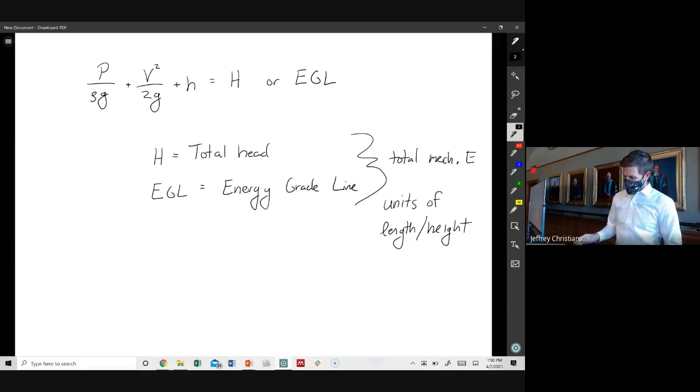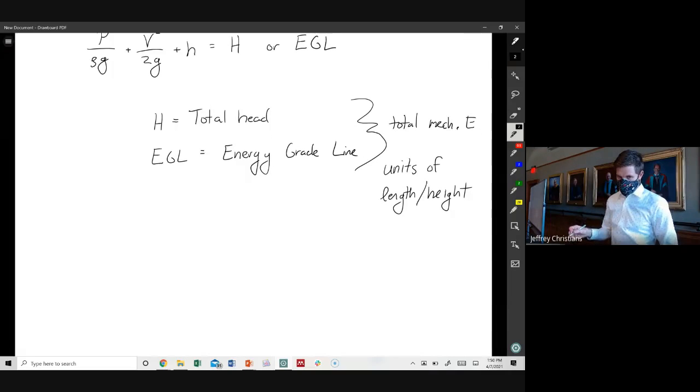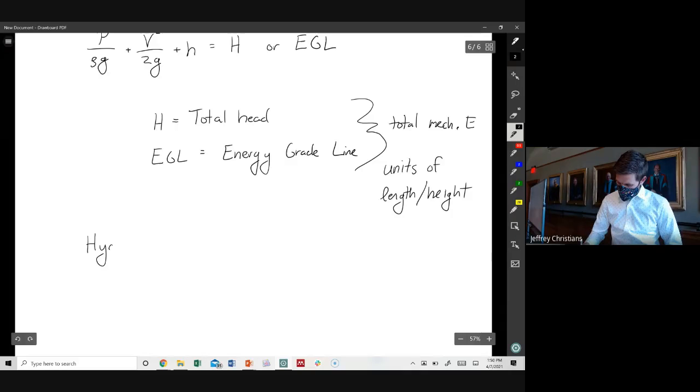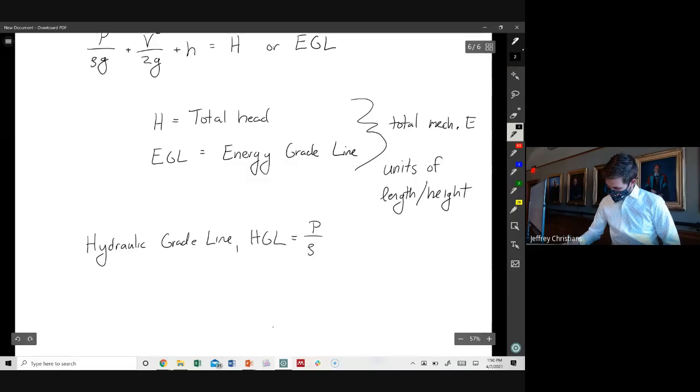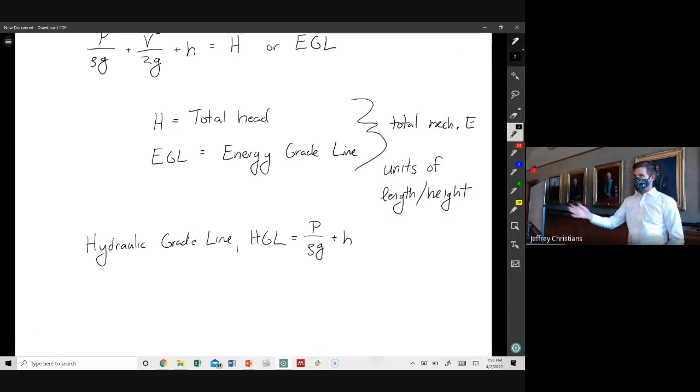The other way that we can talk about it, and we'll define these a little bit better next time, is what's called the hydraulic grade line, or the HGL, which is equal to P over rho g plus h. So it's basically the same thing, but without the velocity part of it, which again is a quantity in feet or meters. We'll talk about both EGL and HGL, and why we care, and how we measure them.